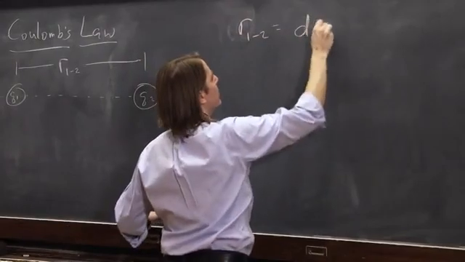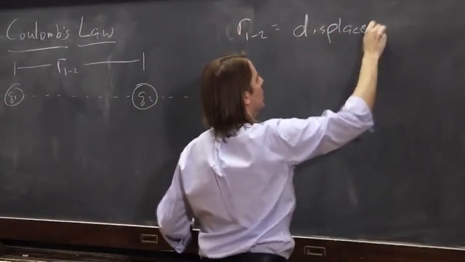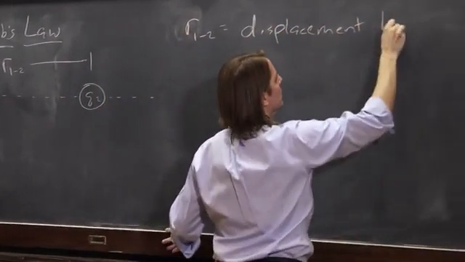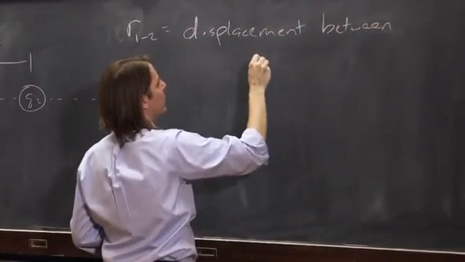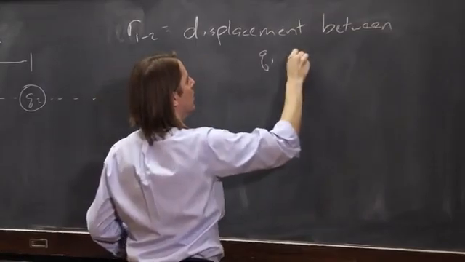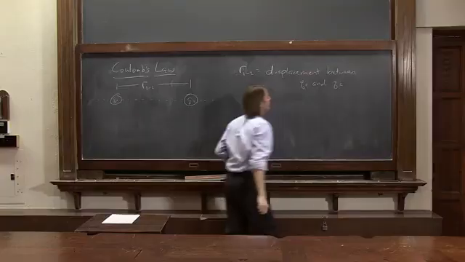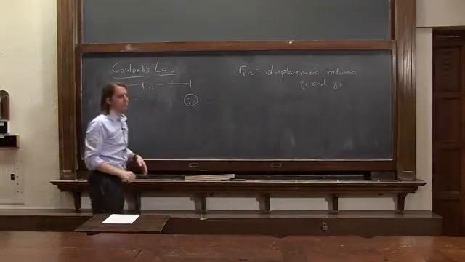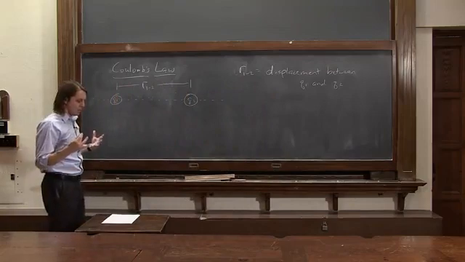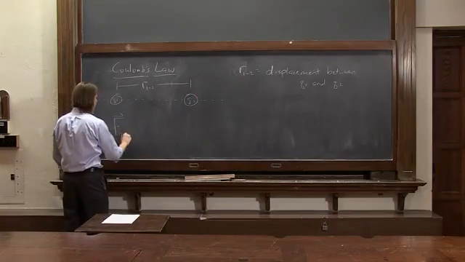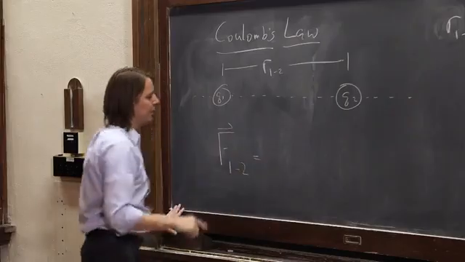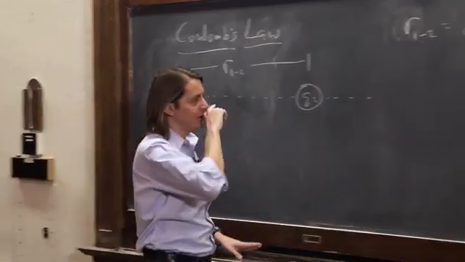R12 is the displacement between charge 1 and charge 2. The displacement if you go from 1 to 2. So the actual force that we want to calculate with Coulomb's law is F12. So F12, let's be clear what that means.